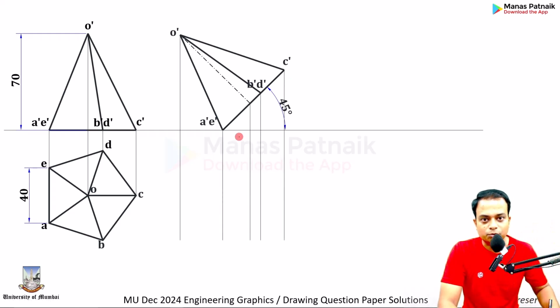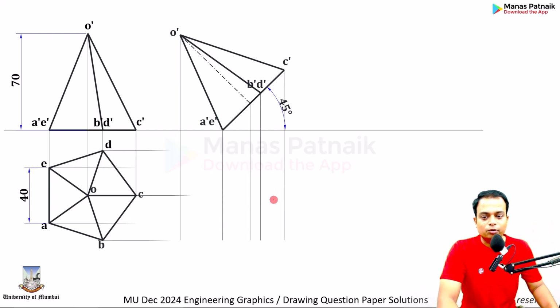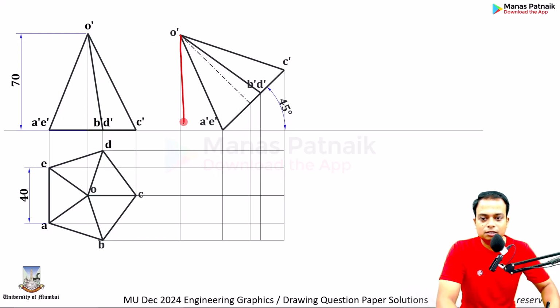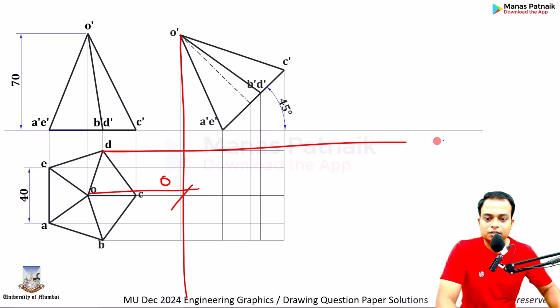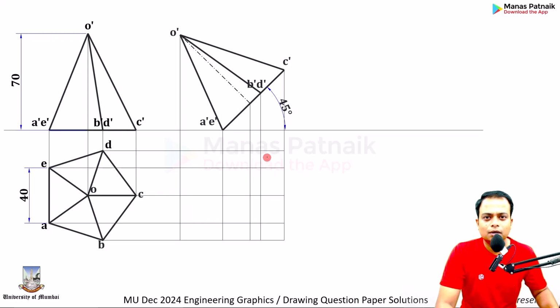So we have drawn the projector lines, and from here also we are going to draw them. If you watch carefully, that's for O. This is for O. So that's the location for O. Similarly, this is for D. This is again for D. So that's the location for D. I'm sure all of you know this, right? So we are solving a question paper. So this is going to be a quick explanation. Okay.